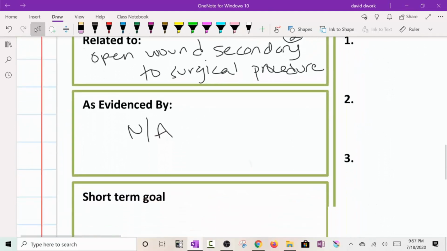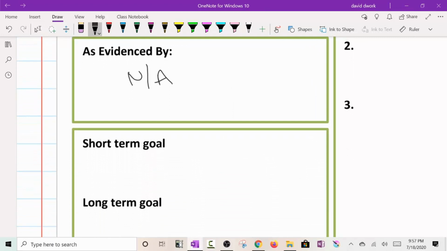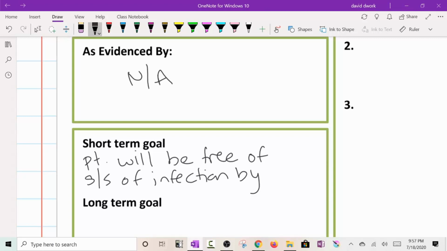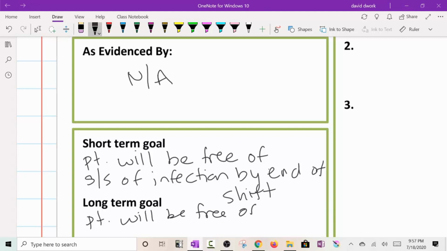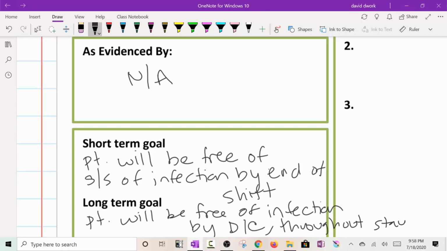Okay, so what would be a good short-term goal for our risk for infection? What do you guys think? Maybe patient will, and what I will say is you don't always need a short-term and a long-term goal, but patient will be free of signs and symptoms of infection by end of shift. We'll just say end of shift. Now, if you wanted to do this long term, you can just say patient will be free of infection by discharge. Or some students will write throughout stay. That's fine as well.